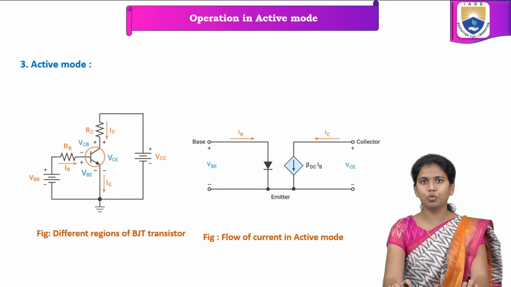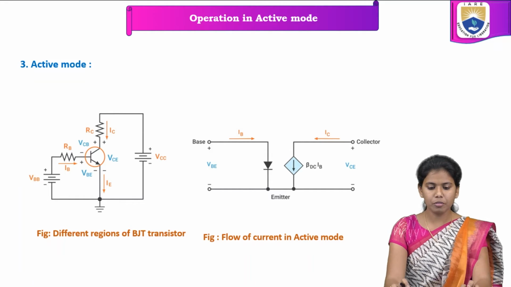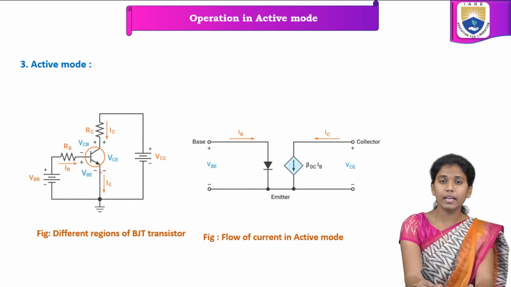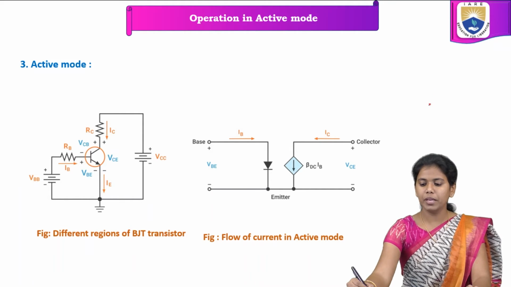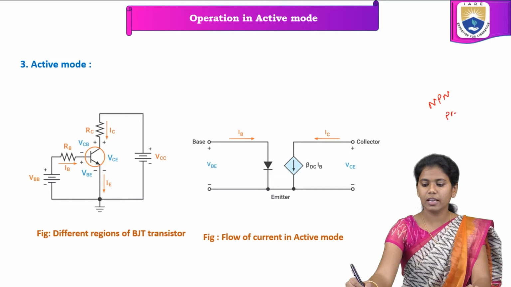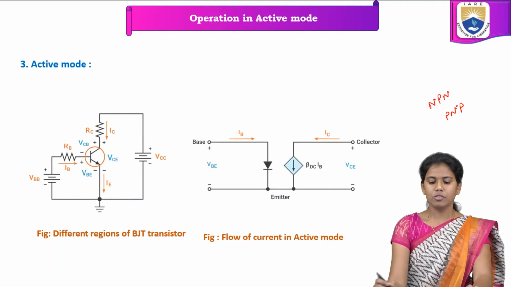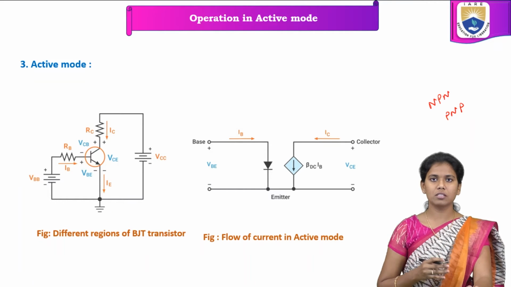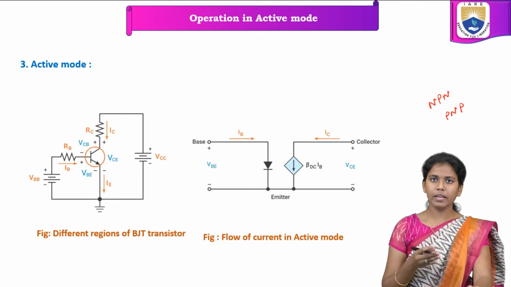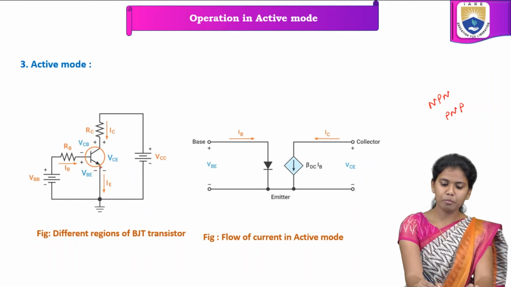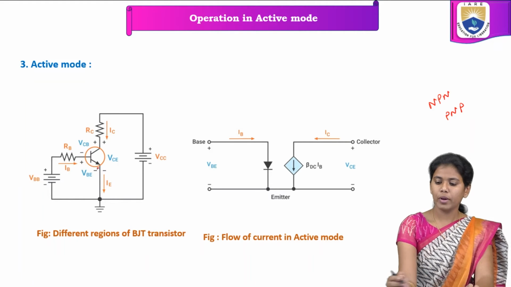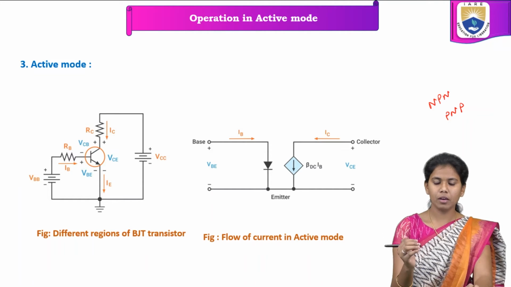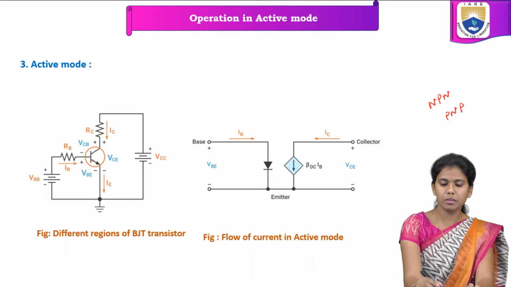So here we have two figures. Figure 1 shows the different regions of a BJT transistor. This is an NPN transistor. I said that the BJT can be an NPN transistor as well as a PNP transistor, right? You have to know the difference between them. In an NPN transistor, you can see the arrow mark towards the emitter, whereas in a PNP transistor, you see the arrow mark towards the base, right?